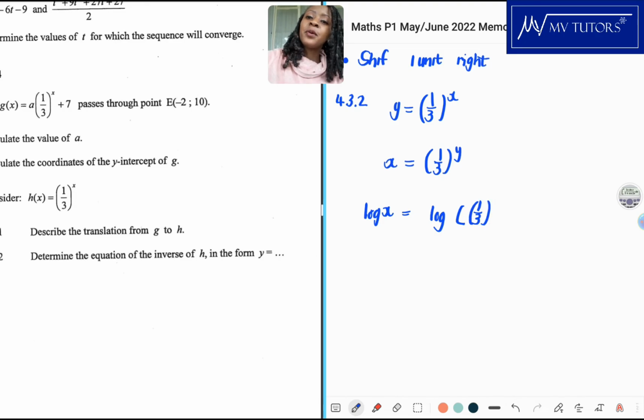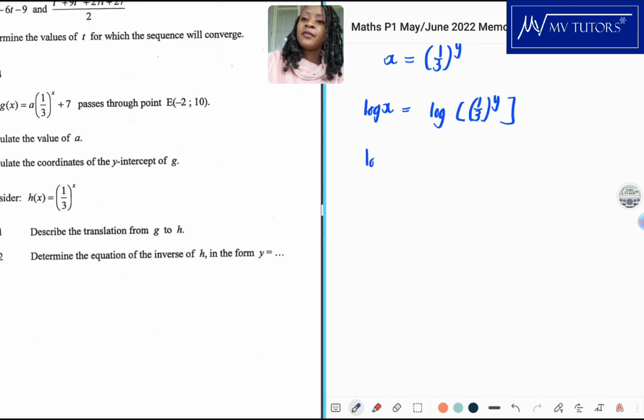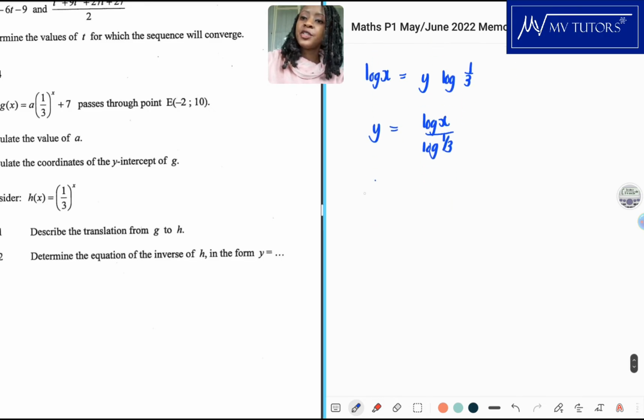I know for some people you're like, this is so easy, I can do it in one step. I know. But for some who don't know, this is just a reminder of how you do it. Okay, so if I have log x and I have a power, a log takes the power down, I have y log a third. So if I want y alone, it would be log x over log a third.